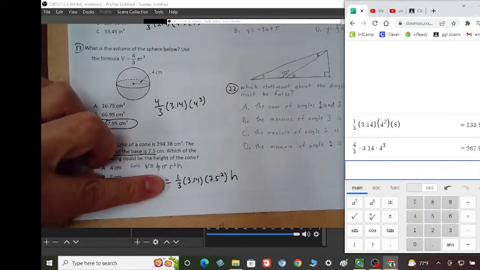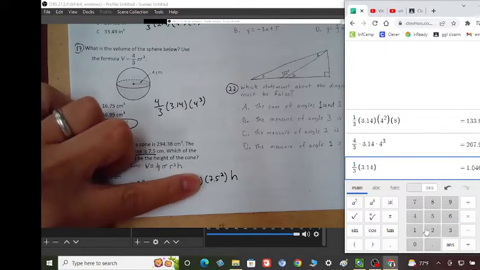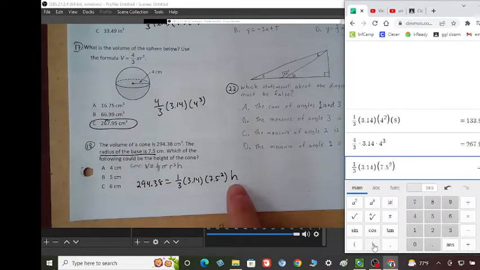Okay, here's what I want to do. I'm going to do 1/3, 1 divided by 3. Scroll over. I'm going to type in 3.14. This time I'll go back to the parentheses. Times 7.5. Okay, so parentheses 7.5. Square it. Close my parentheses. All right, now what am I going to multiply with all those numbers to give me 294.38?